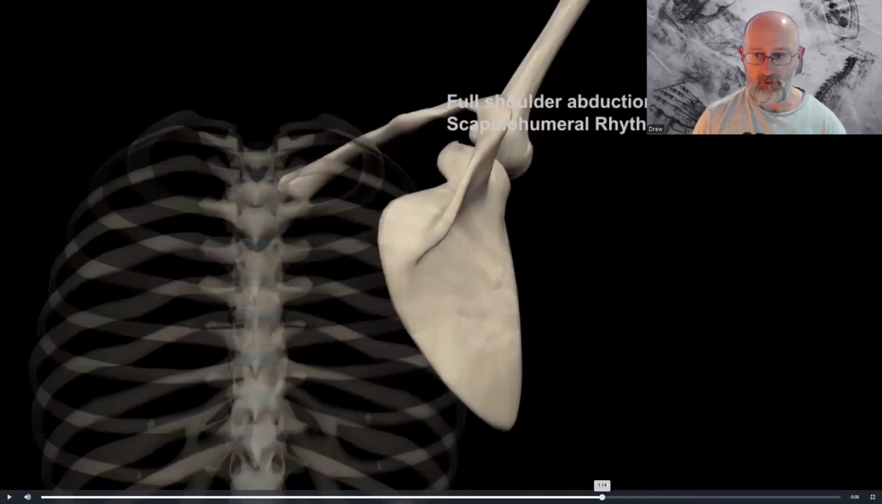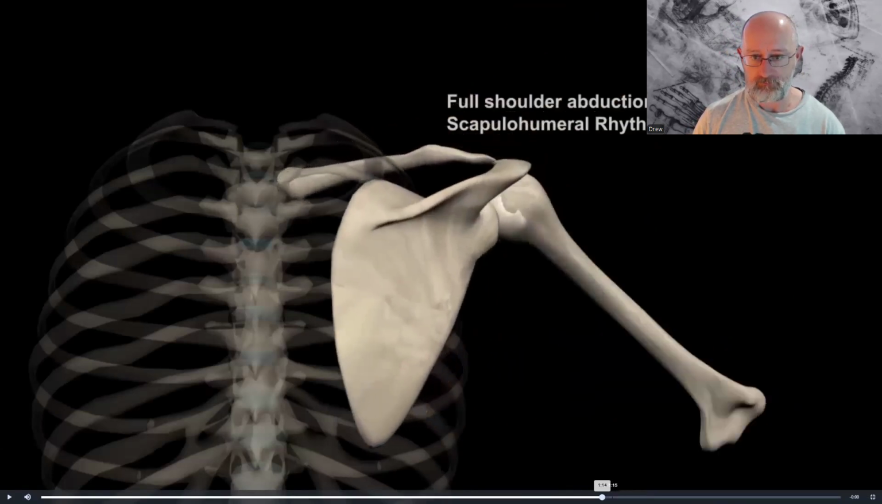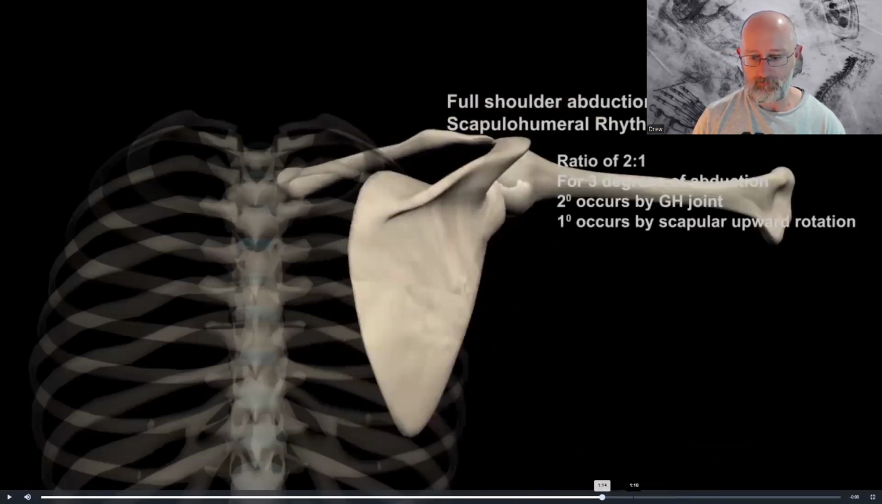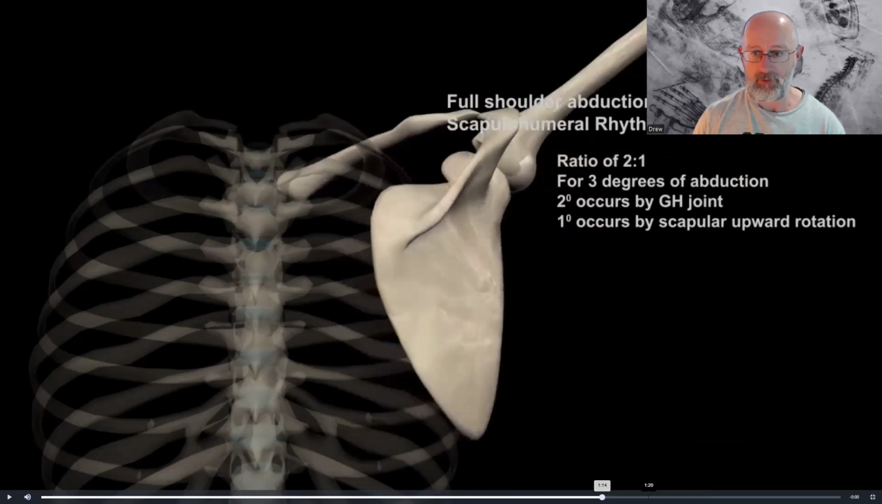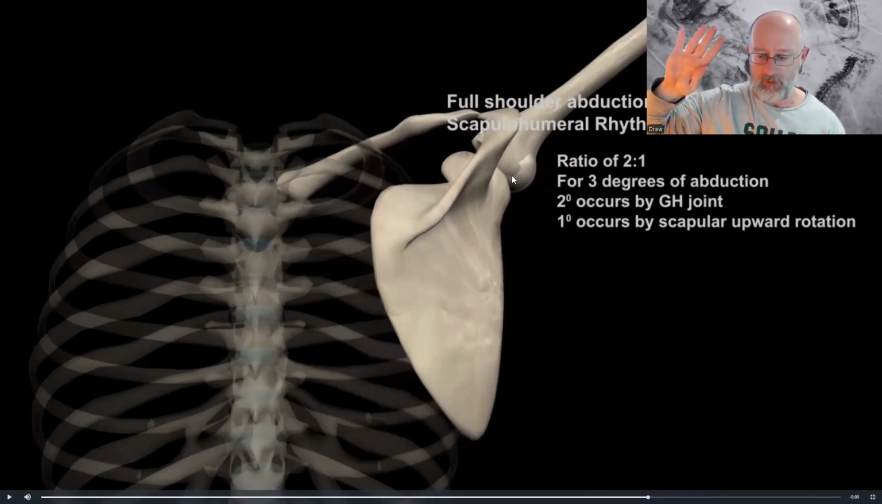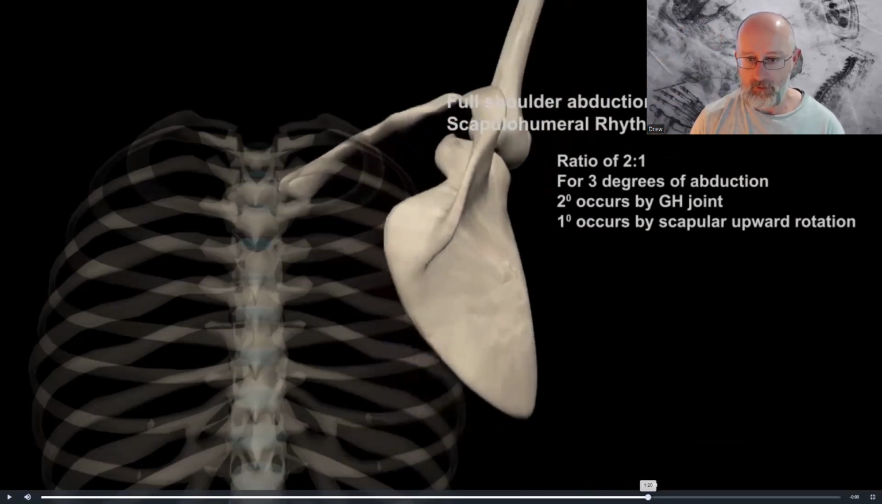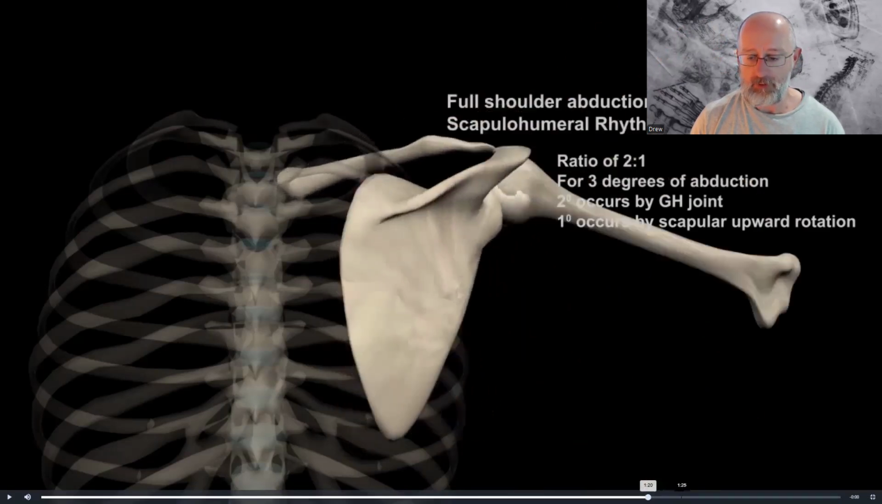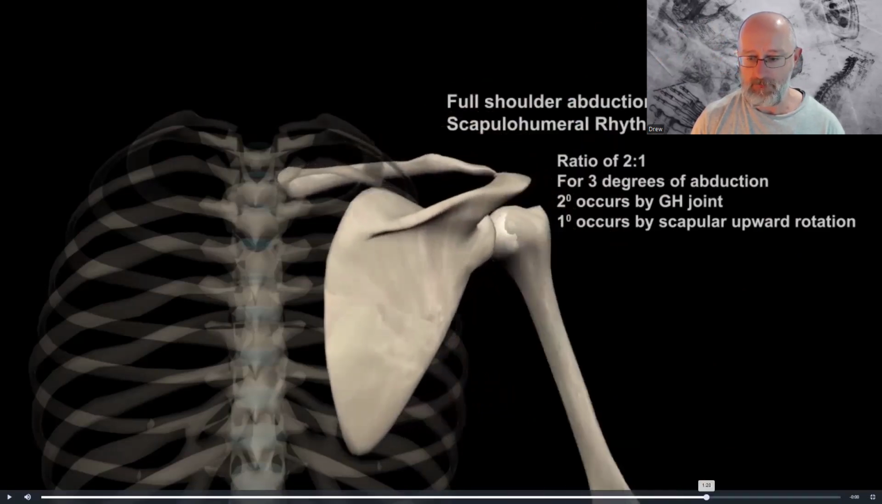So we want this scapulohumeral rhythm to be restored. It's usually about a 2-to-1 ratio. So for every 3 degrees of abduction, 2 degrees occur at the glenohumeral joint, and 1 degree occurs by scapular upward rotation. So what that means is for every 2 degrees you move your arm upward, the shoulder blade spins upwardly 1 degree. So it's a 2-to-1 ratio roughly. So we really want to try to restore this movement as much as we can.